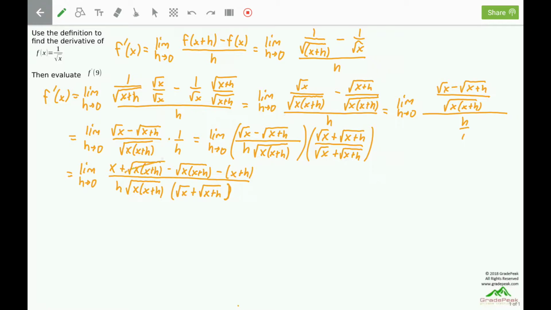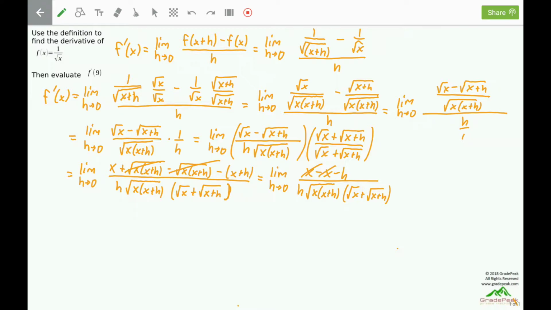The outside and inside terms after FOILing roots are always equal value, opposite sign. We can cancel those out. You don't even have to write them necessarily. I show them so that you can see they're canceling. Limit as h goes to 0 of, in the numerator, x, and then we have a negative to distribute, negative x, negative h, all over that denominator. There's a positive x and a negative x in the numerator that will cancel. So let's cancel those out.